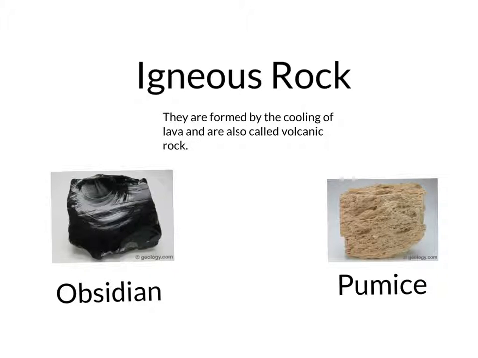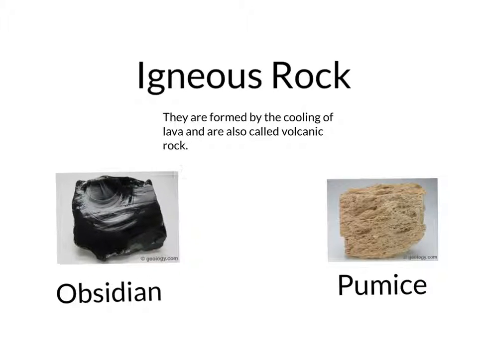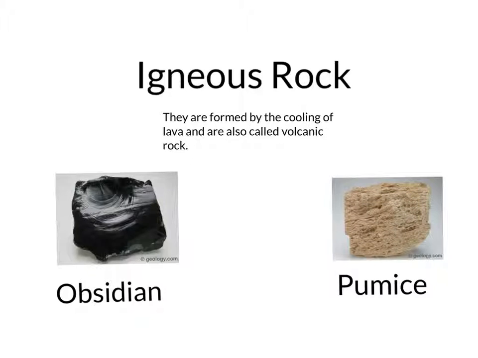Igneous rocks are formed by the cooling of lava and they're also called volcanic rock. Two types of igneous rock are obsidian and pumice.